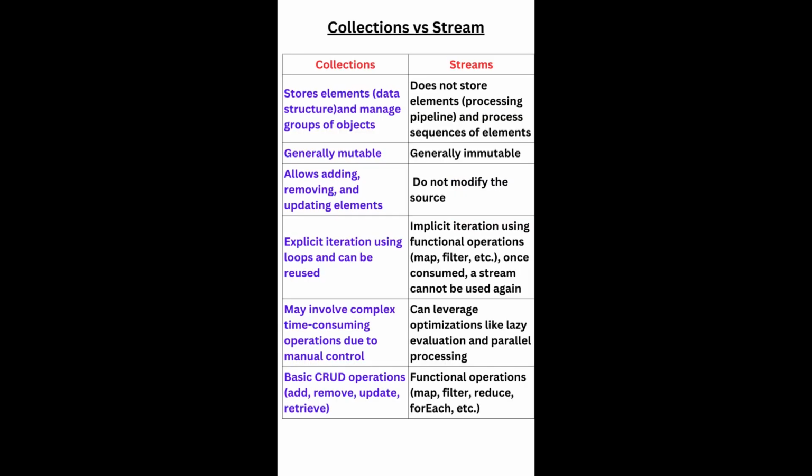Collections versus stream. Collections stores elements and manage groups of objects. It is generally mutable, thus allows adding, removing, and updating elements. With collections we can have explicit iteration using loops and can be reused. It may involve complex time-consuming operations due to manual control and performs basic CRUD operations.